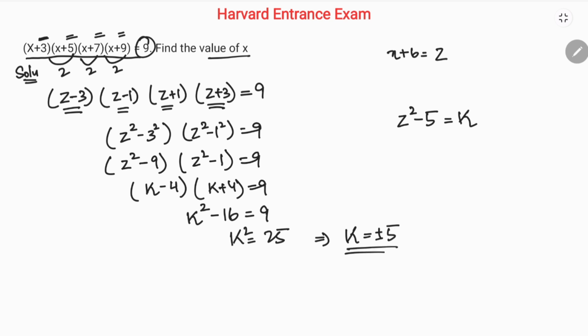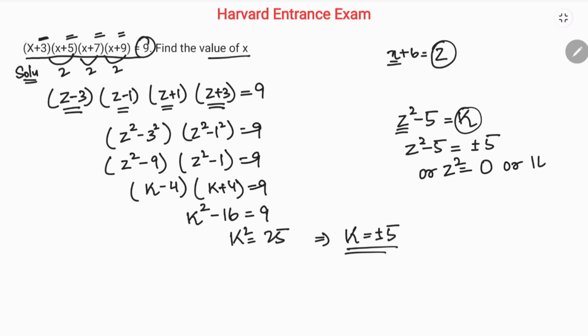So we have got the value of k, and we just have to substitute over here to find the value of z, and then we'll substitute over here to find the value of x. So let's do that. If z square minus 5 is equal to k and k is plus minus 5, so we can say that z square minus 5 is equal to plus or minus 5, or z square is equal to 0 or 10. So we have got two values of z square. It is either 0 or plus 10. So we can say that z square is equal to either 0 or plus minus root 10. So we have got the value of z as 0 or plus minus root 10.